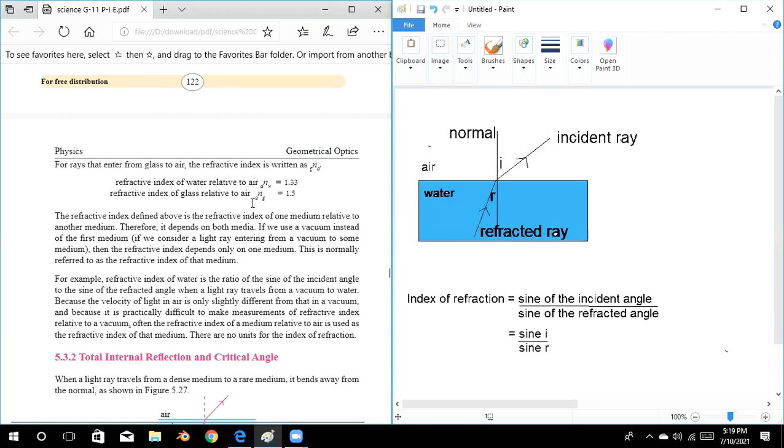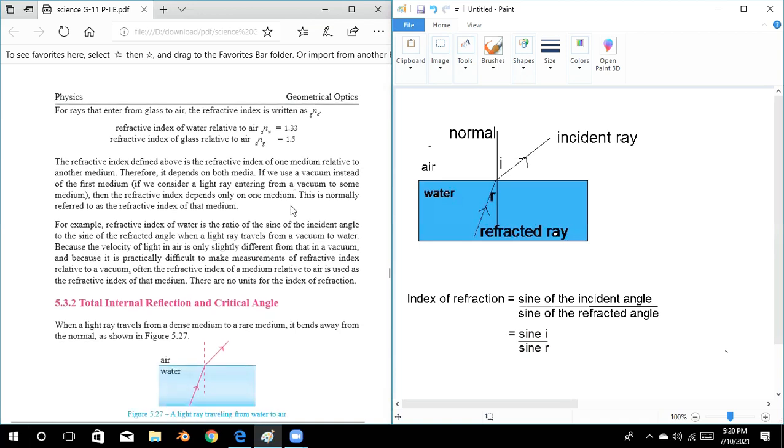Then the other one, the refractive index of glass relative to air. Here, air to glass, the light ray travels from air to glass. This symbol represents that, and that constant value, which we call the refractive index, is 1.5, right?